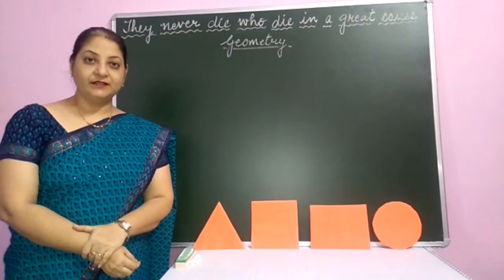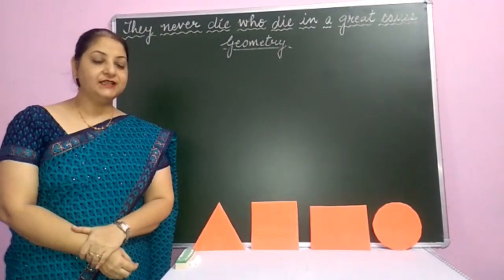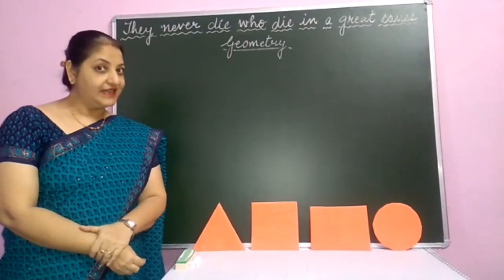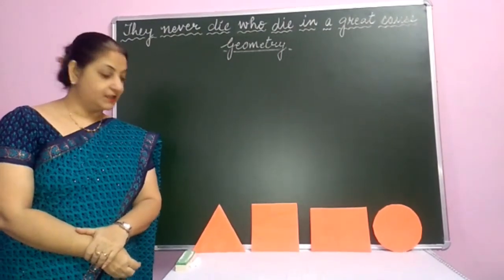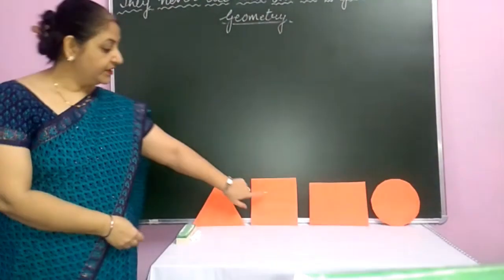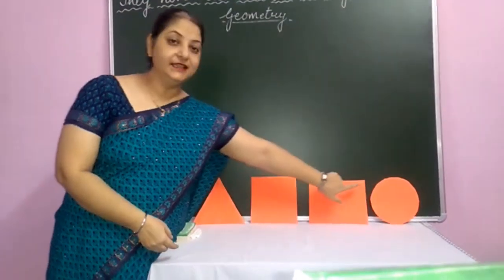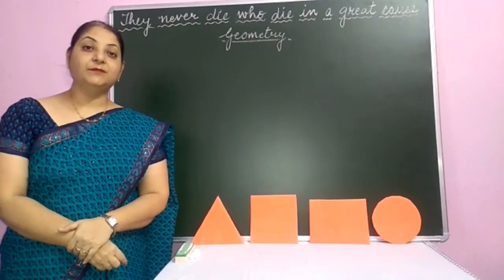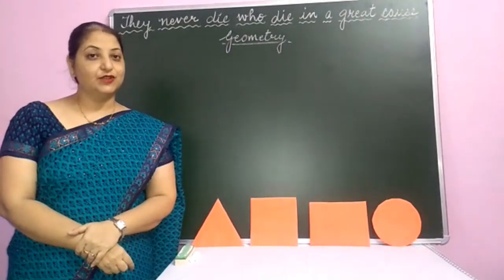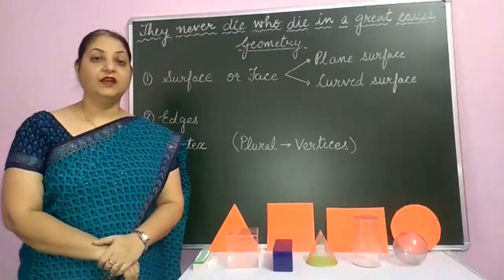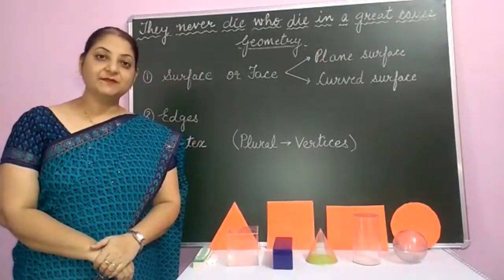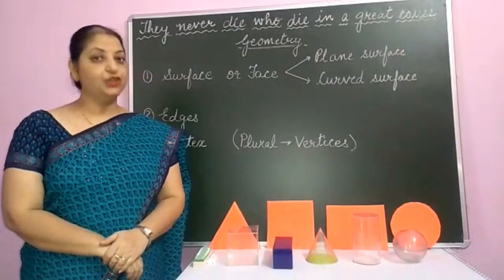In part 1, we learnt about point, line segment, line, ray and some plane figures. Those are triangle, square, rectangle, circle. Now in this part, we are going to learn about some solid figures. So let us start. Children, before I introduce the solid figures to you, let me explain some important terms which we will use here.